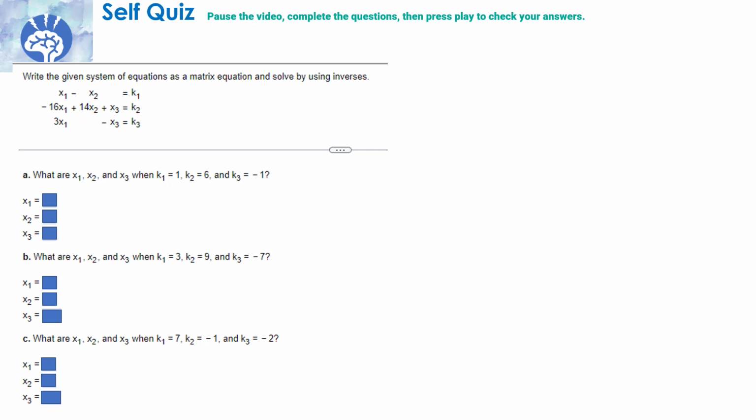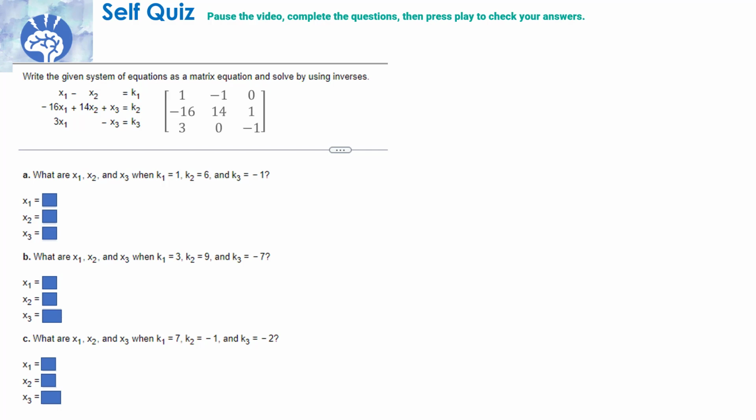Here's the self-quiz. You're going to pause the video, complete the questions, and press play to check. They give us our A matrix. A equals, now for A, K1 is 1, K2 is 6, and K3 is negative 1. For B, K1 is 3, K2 is 9, and K3 is negative 7. And for C, K1 is 7, K2 is negative 1, and K3 is negative 2. I want you to do these three.